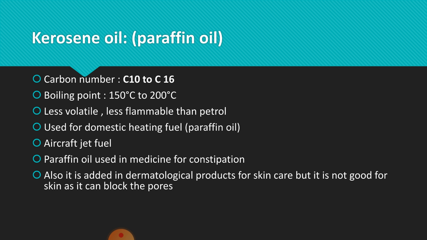The next fraction we have is kerosene oil. It is also called paraffin oil. It contains C10 to C16 carbon atoms, and its boiling point is in the range of 150 to 200 degrees C. It is less volatile and less flammable than petrol. It is used as a domestic heating fuel, that is paraffin oil.